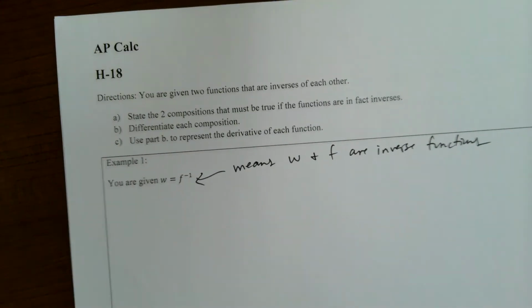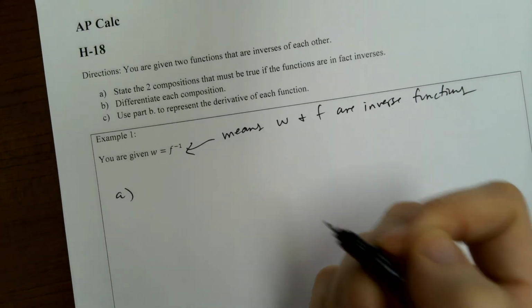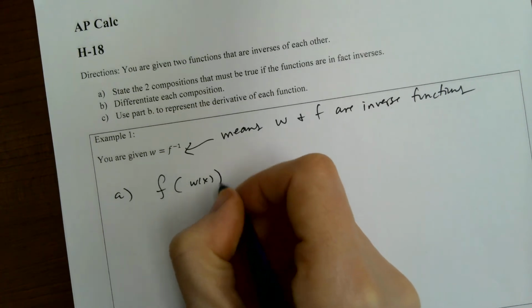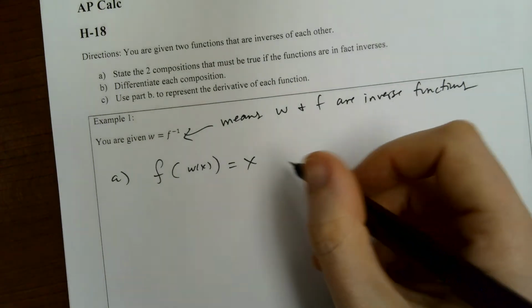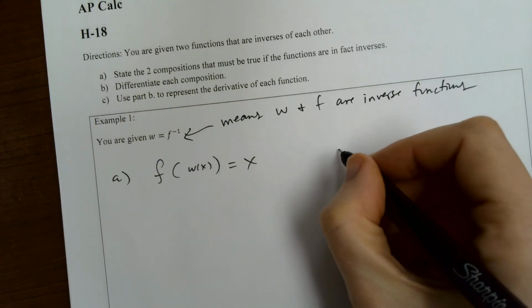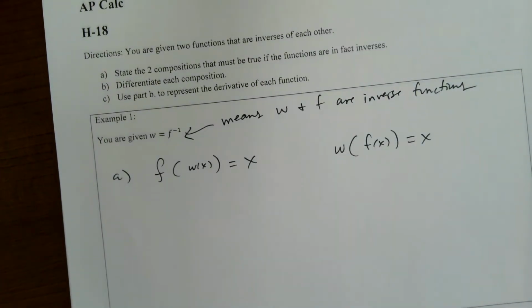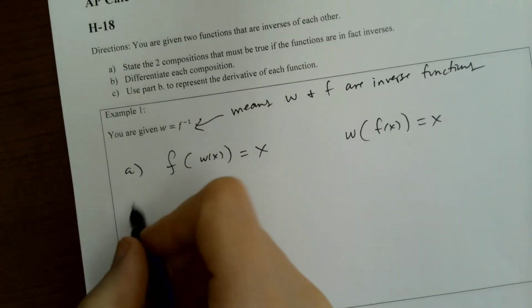So for part A, when it says to state the two compositions that must be true if these are in fact inverses of each other, here they are. Okay, so A, it's got to be true that f of W of x just equals x. All right, they cancel each other out. And then it's also got to be true that W of f of x equals x. This is a feature of any inverse functions. Part B, differentiate each composition. So that means to take the derivative of both sides.